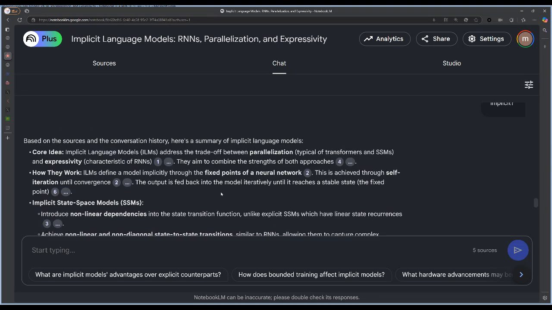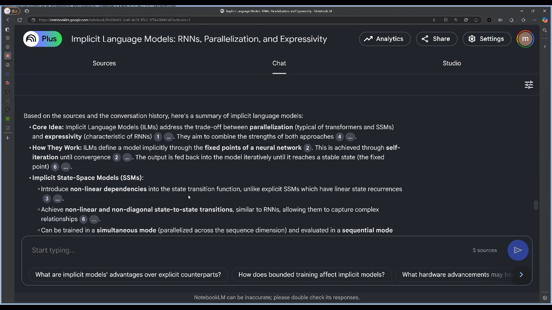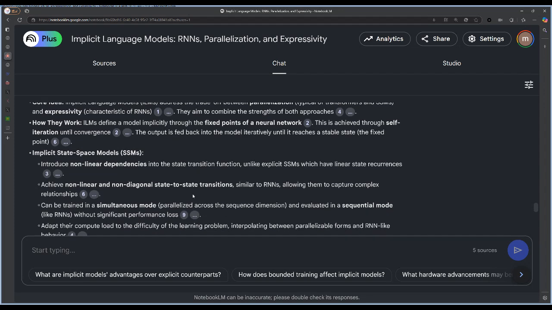Exactly. Let's go back to the core problem, which is that trade-off between parallelization and expressivity. You've got these models like transformers that can process tons of text at once. But they can't always grasp complex relationships, right? Exactly. And then you have models like RNNs that can handle those relationships. But they're not that great at processing things in parallel.